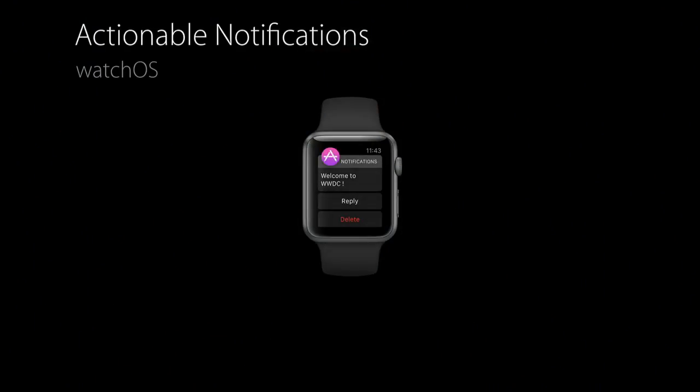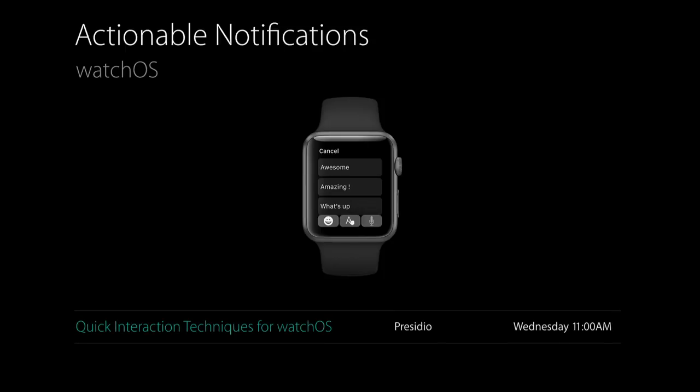Now on watchOS, same thing, the custom actions appear below the notification content. And some of these actions can also be text input actions. And on watchOS, you have the opportunity to provide some suggestions that the user is likely to choose for your text input action. Now, for more information about notifications on watchOS, you can attend the quick interaction techniques for watchOS session later today.